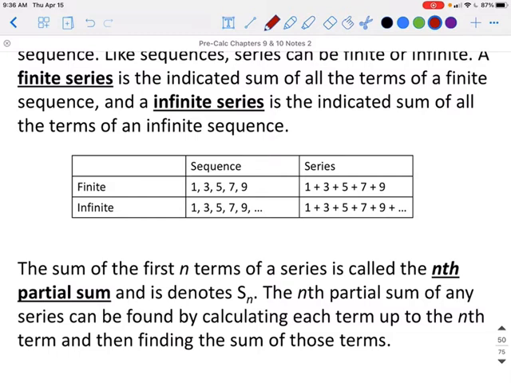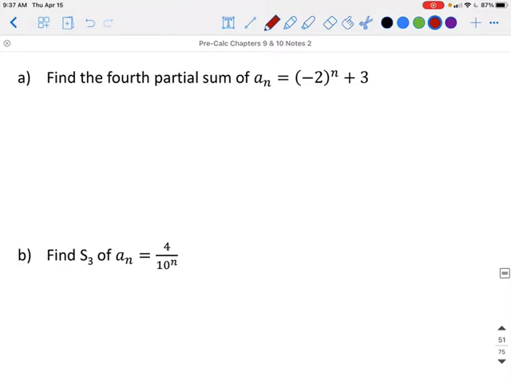The sum of the first n terms of a series is called the nth partial sum and is denoted S sub n. The nth partial sum of any series can be found by calculating each term up to the nth term and then finding the sum of those terms. So we need to find the fourth partial sum of this series. So we first need to find the first 4 terms.